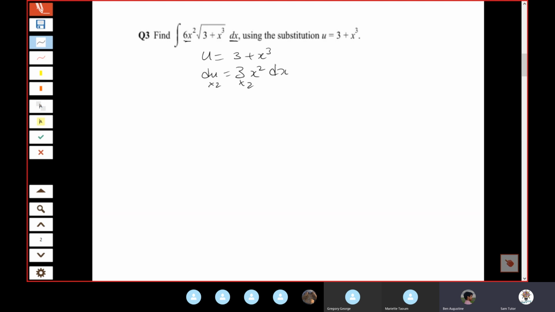So the logic, if you're starting to get this, is we want this side to look exactly like what we're about to substitute in. Otherwise, it'll be very complicated. So if I write 2 du, that is 6x squared dx. So if I needed to substitute 6x squared dx for something, I now have it as 2 du. So my new integral becomes 2, and then I usually write du in the end, and then square root of 3 plus x cubed.